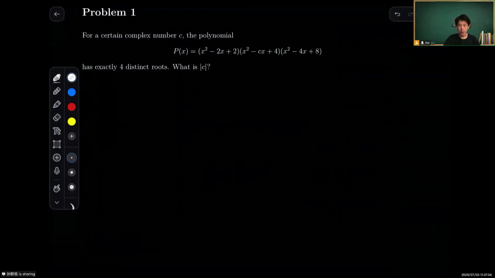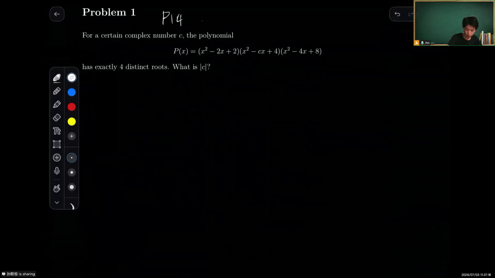To begin with, a relatively easy problem, but one that really requires your fundamental basics of complex numbers, from AMC12, difficulty 2. So this polynomial, despite having degree 6, only has 4 distinct roots. So that means some roots are covering each other. We are to find the modulus of c.